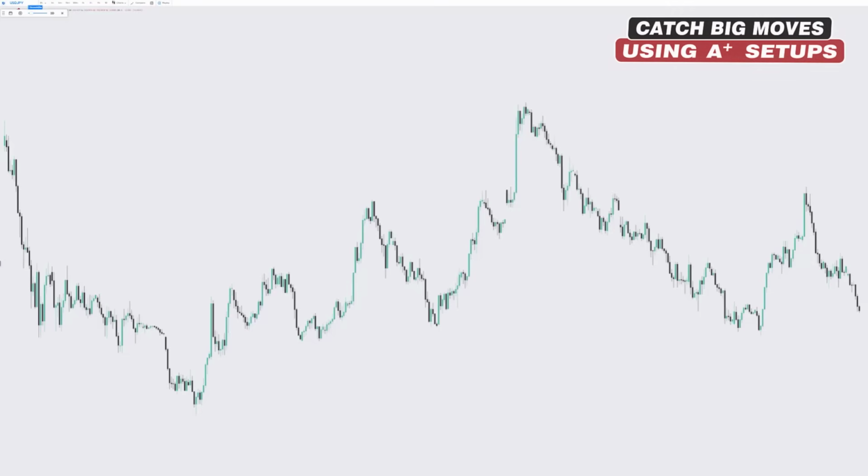In order to identify high probability trade opportunities, firstly you need to understand the strategy. If you want to identify A+ setups, you need to understand the strategy first, because it's from understanding all the concepts of the strategy that you can understand how to identify A+ setups. I hope this makes sense to you. So I'm going to help you do that in today's lesson.